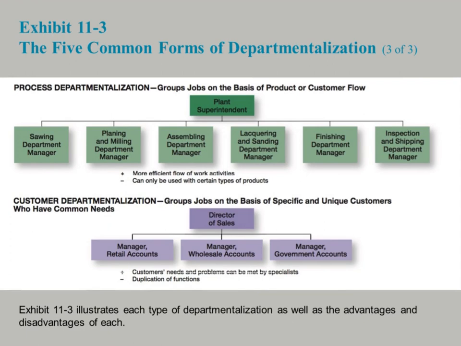In process departmentalization, we group jobs on the basis of product or customer flow. Okay, so in this particular example, we've got a sawing department manager, a planing and milling departments manager, assembling department manager, lacquering and sanding department manager, finishing department manager. They're all very specialized in the different products that they're in charge of.